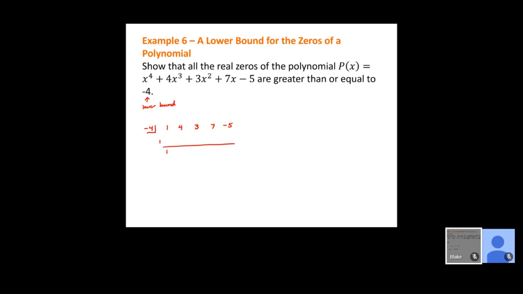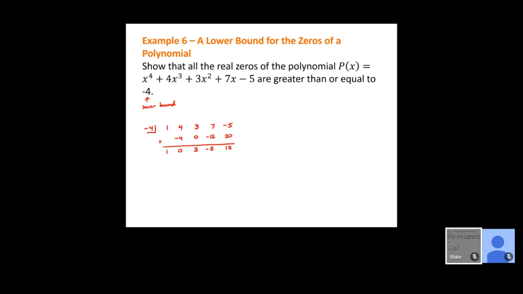Now we bring down the 1. 1 times negative 4 is negative 4. 4 plus negative 4 is 0. 0 times negative 4 is 0. 3 plus 0 is 3. 3 times negative 4 is negative 12. 7 plus negative 12 is negative 5. Negative 5 times negative 4 is 20. Negative 5 plus 20 is 15.